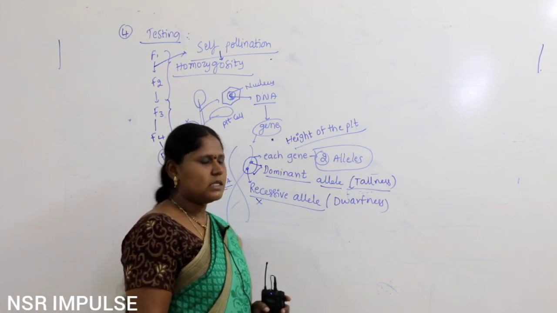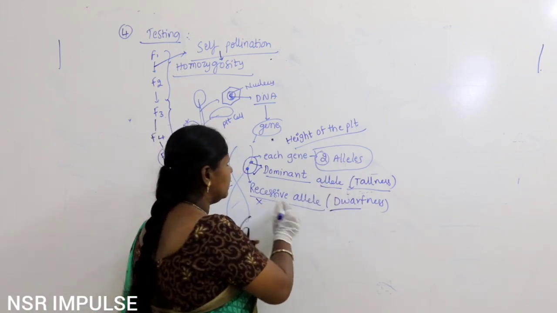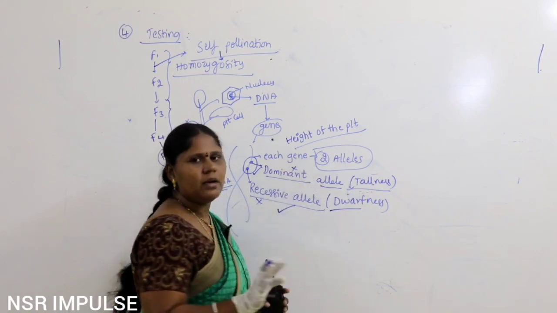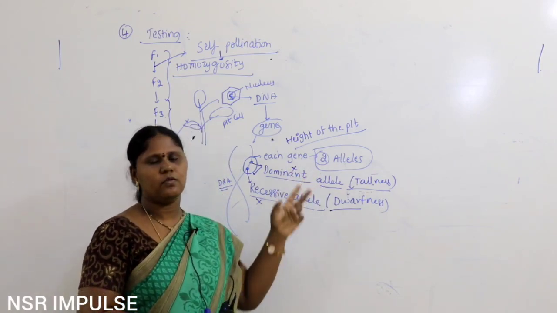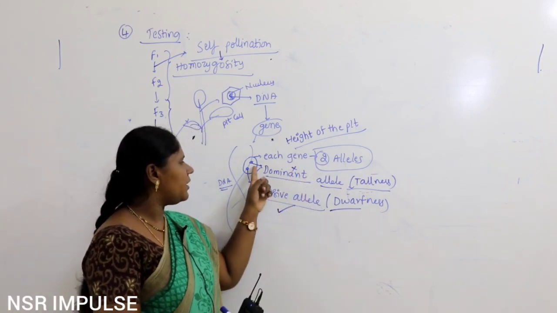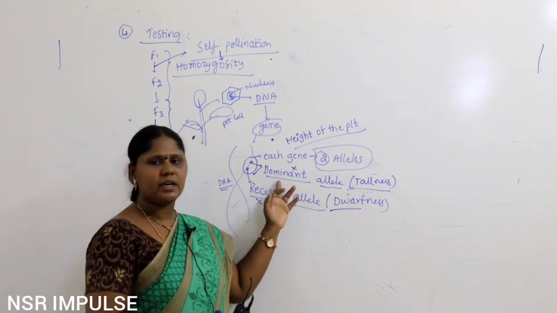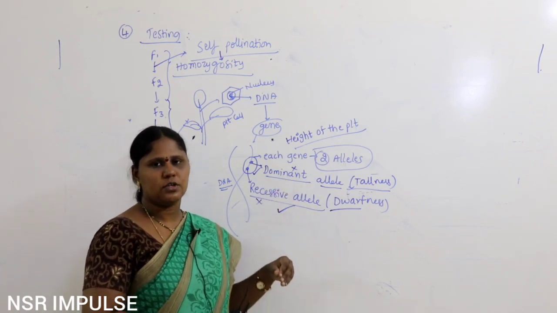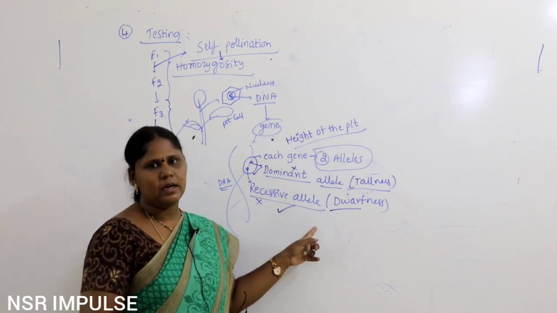In some cases, the plant is dwarf. That means the recessive allele got expressed and the dominant allele became inactive. Every gene is controlled by two alleles. The character which is expressed in all generations is the dominant character. The character which may be expressed in a few generations and may not be expressed in others is called the recessive allele, right?